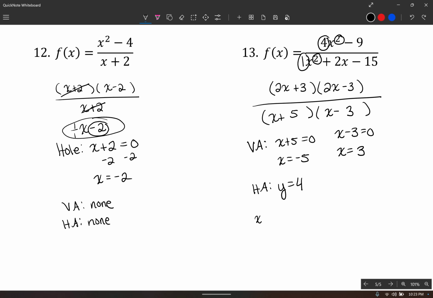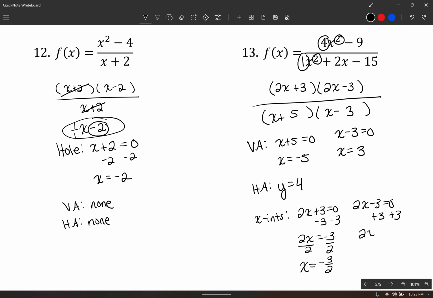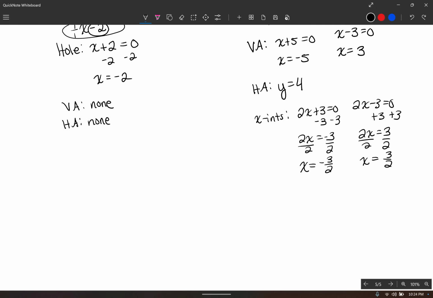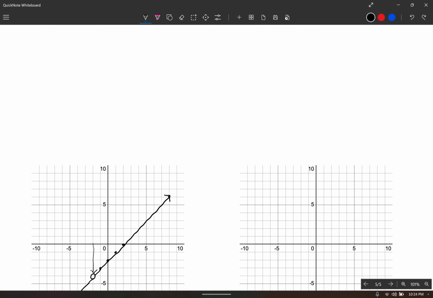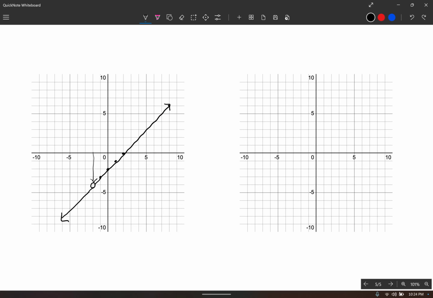And then I do have 2 x-intercepts because I have 2 factors on top. So I set the 2x plus 3 equal to 0 and the 2x minus 3 equal to 0. So I subtract 3, divide by 2. So I have 1 x-intercept at negative 3 halves. So I have 2x equals 3, divide by 2. So I have another x-intercept at 3 halves. So we have several things to plot here. So we have 2 vertical asymptotes, one at negative 5 and one at 3.